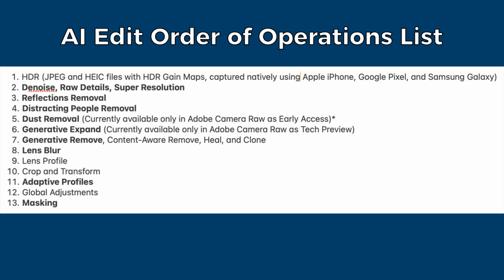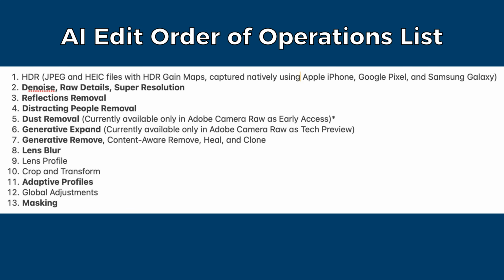So this is the AI edit order of operations list. I copied it from the Adobe HelpX article because I made some markups to it, but I'll link to that HelpX article in the description below. And so right off the bat, the first thing I want to show you is that I bolded all of the actual AI edit tools. And really, those are the ones that I'm going to focus on most in this video. And you see that HDR is at the top, but that primarily affects JPEGs and HEIC files taken with mobile devices that have HDR gain maps.